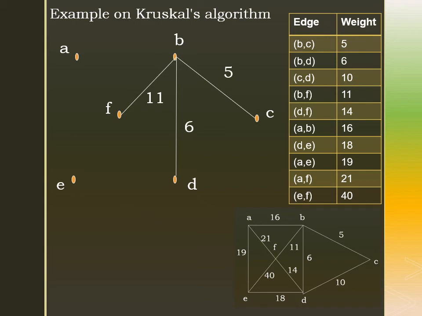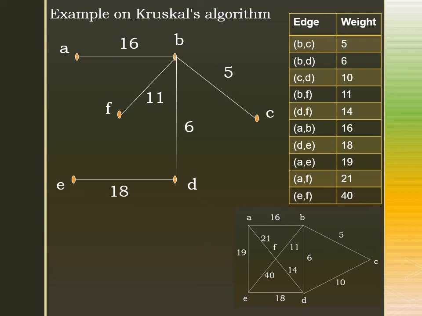Next is DF with weight 14. This DF again forms a cycle with the already included edges BF and BD in the minimal spanning tree, and hence we discard this edge DF. And we go to edge AB with the weight 16, and as this edge AB does not form any cycle, we include it in the minimal spanning tree. Next edge is ED with the weight 18, and it does not form a cycle, so we include this ED.